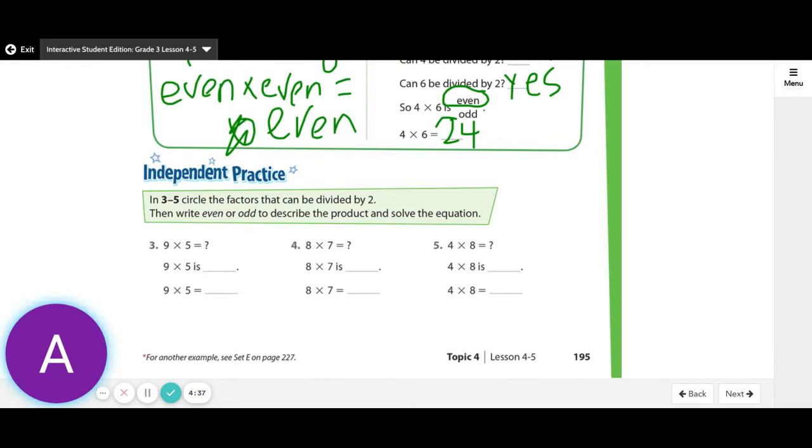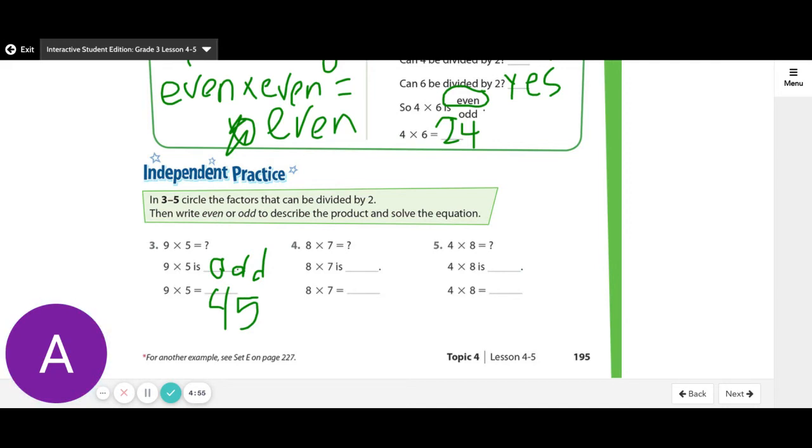In 3 through 5, we want to circle the factors that can be divided by 2, then write even or odd to describe the product and solve the equation. So 9 is odd, I won't circle it. 5 is also odd. So remember, an odd times an odd will give us an odd product. So 9 times 5 is 45, which is odd.